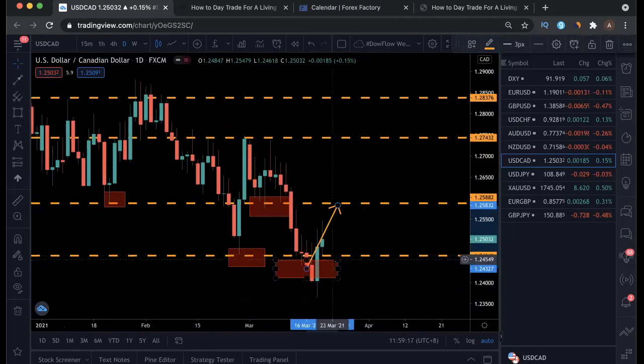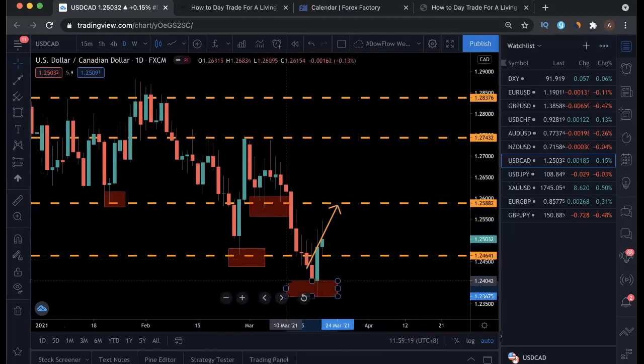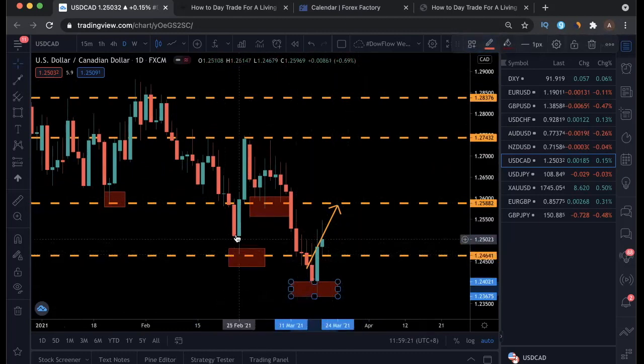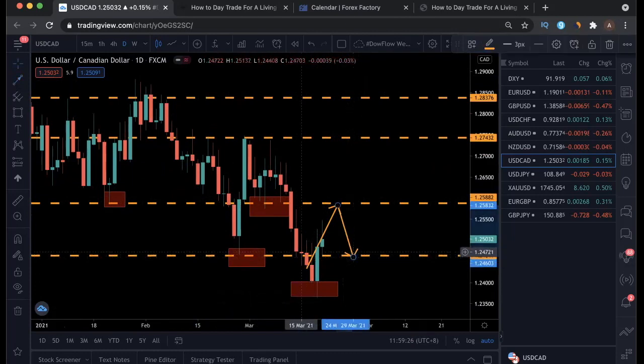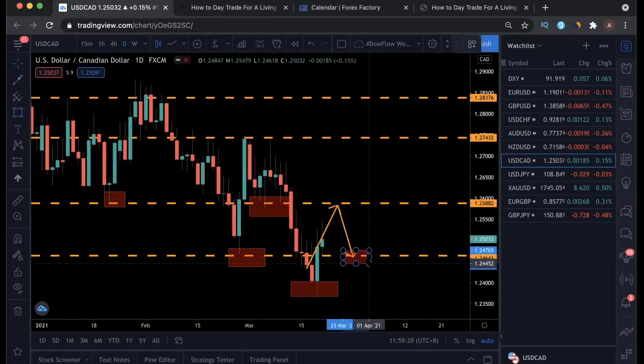One thing to note is that there might be a potential inverted head and shoulders. So you have a left shoulder here, you have the head, and as price retraces and comes back down, this could be a potential right shoulder.